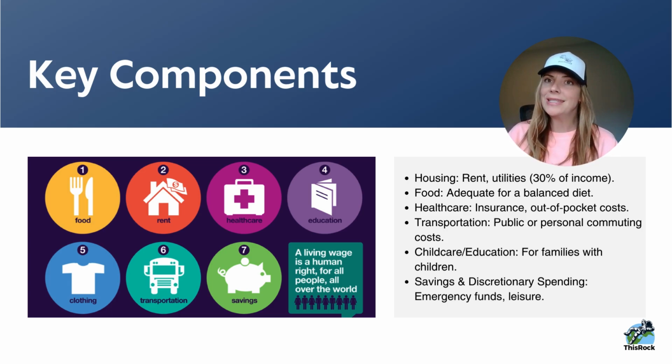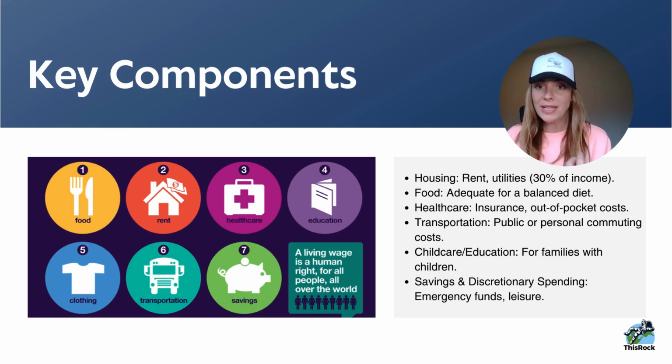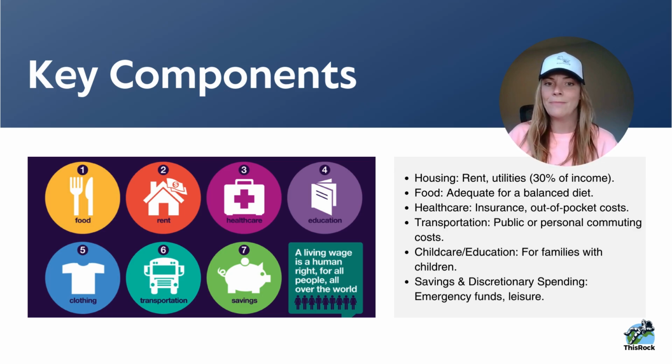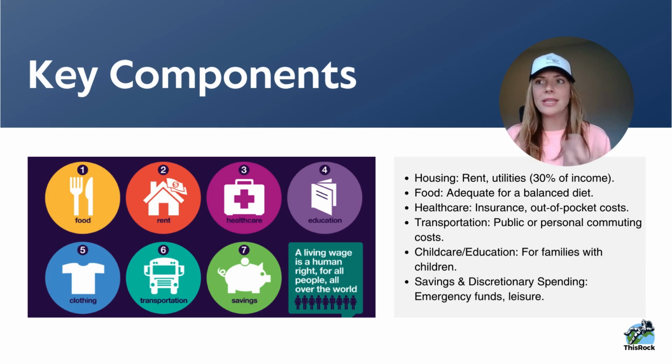Transportation. If the city has a lot of public commuting, or if it's tough to get to, they have to have their own car. This is the kind of thing they're considering. Then childcare, education for families with children, and then also savings and discretionary spending. If they need a slush fund or leisure, these are the key components that make up what a living wage should be in a certain area.